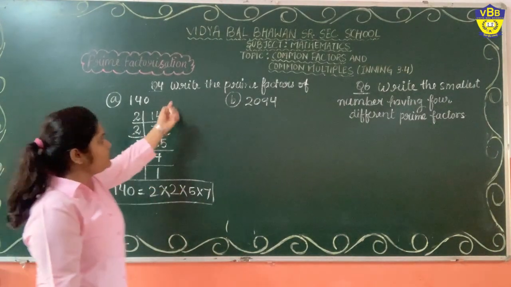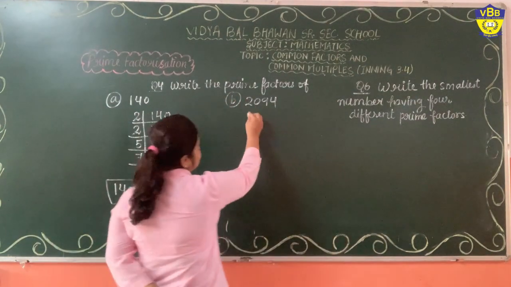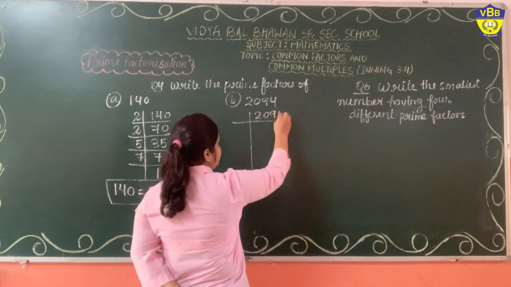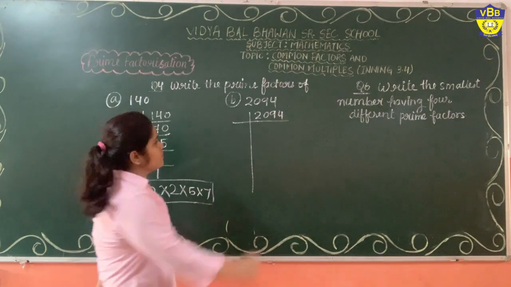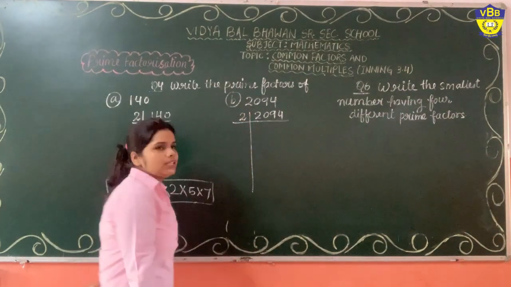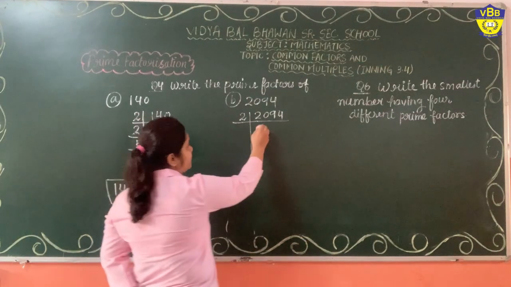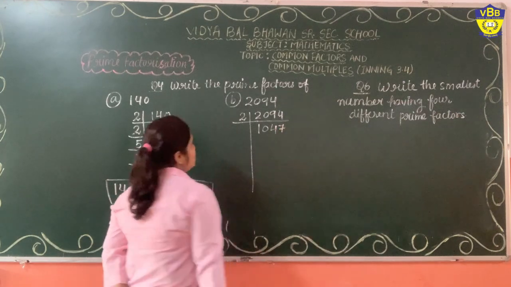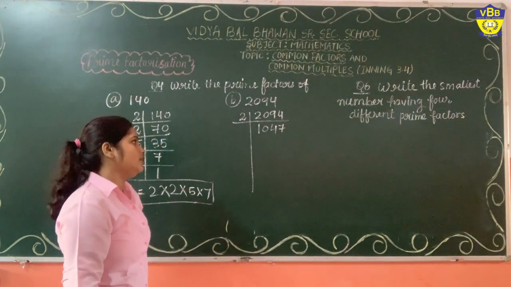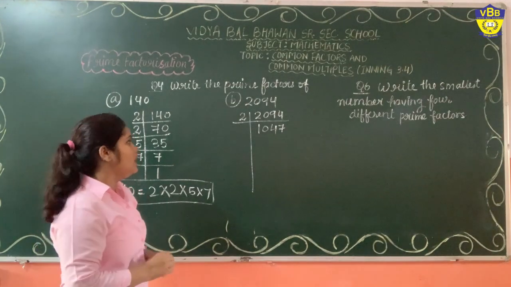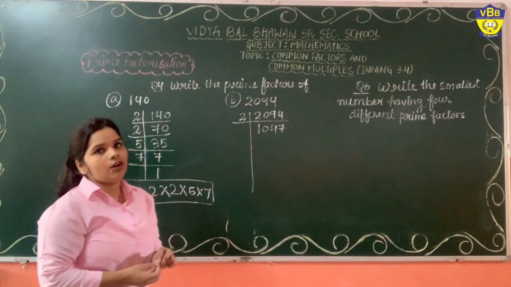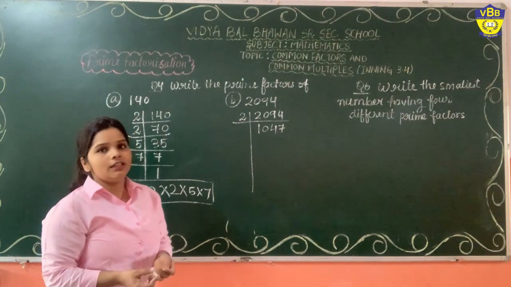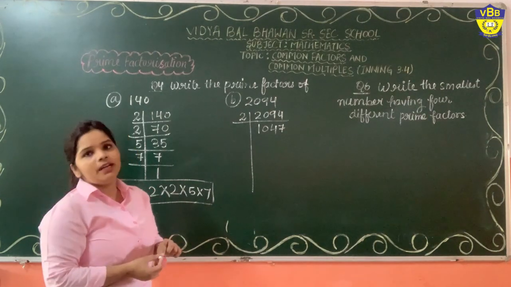Next one, again the same: write the prime factors of 2094. So we will start doing it like this. 2094. Will it be divisible by 2? Yes, because it is an even number. So divide it, you will get 1047. Now check if it is divisible by 2, yes or no. It is an odd number, so it is not divisible by 2. Check the next prime number, that is 3. Will it be divisible by 3?